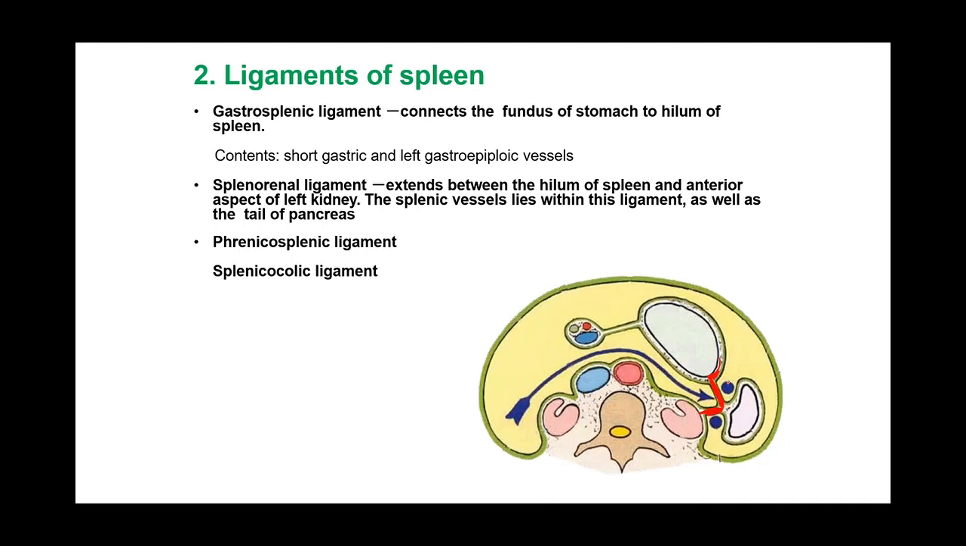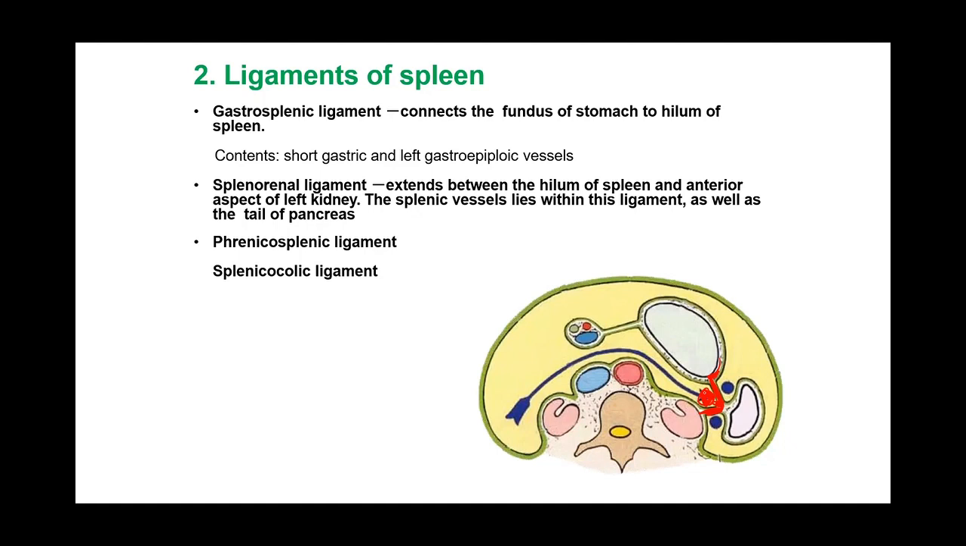The splenorenal ligament extends between the hilum of the spleen and the anterior aspect of the left kidney. The splenic vessels lie within the ligament, as well as the tail of the pancreas. So the tail of the pancreas is at the hilum also.